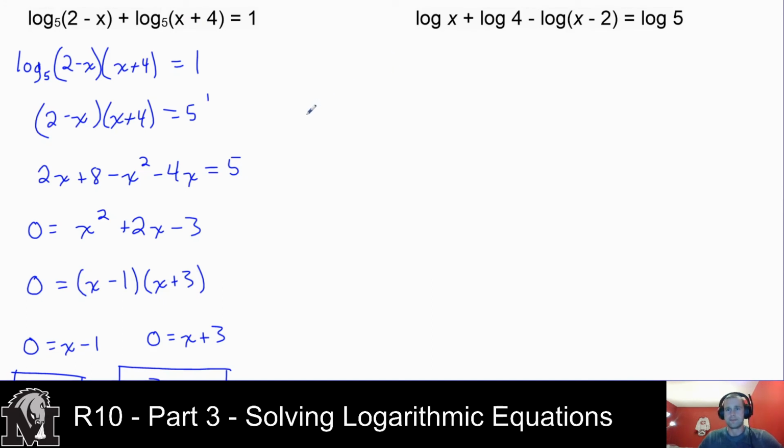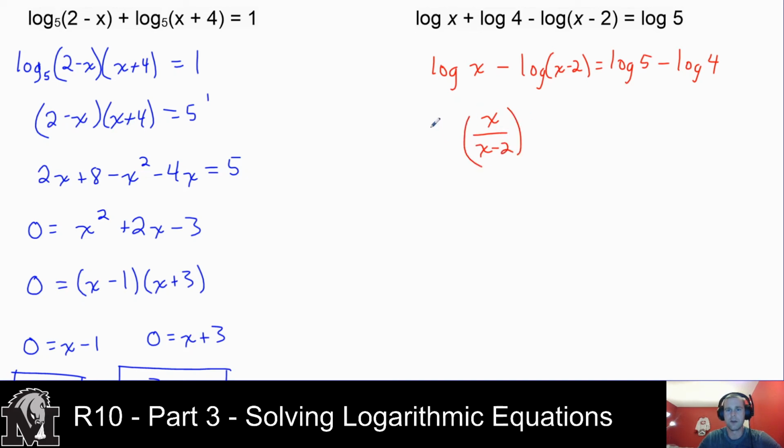Time for our last example. So I see that we have two arguments that have x's in them, and then two arguments that don't have x's. So I'm going to bring all of the logarithms with x's as arguments to the same side and move everything else to the other side for starters. So log of x minus log of x minus 2 equals log 5. Move that to the other side of subtraction, so minus log 4. Now I can combine these logarithms, this subtraction, so we're going to have x over x minus 2 as the argument of the logarithm.